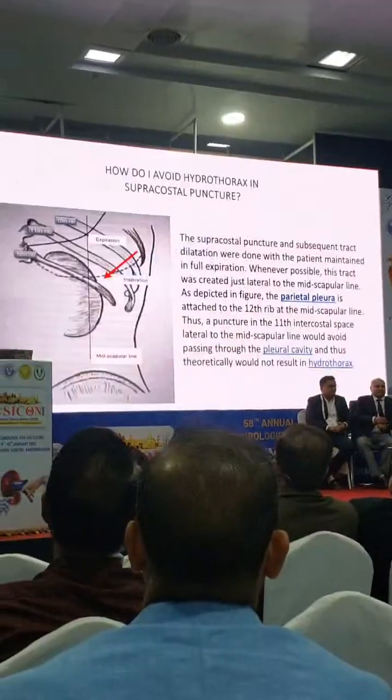You always make sure that it includes chest tube insertion. Definitely. I'll run through. So this is a video I want to show here.